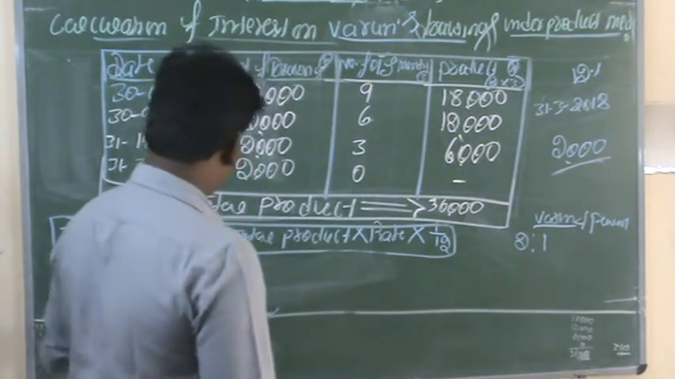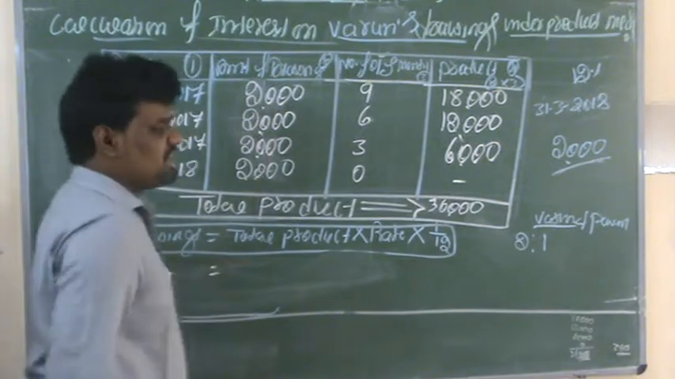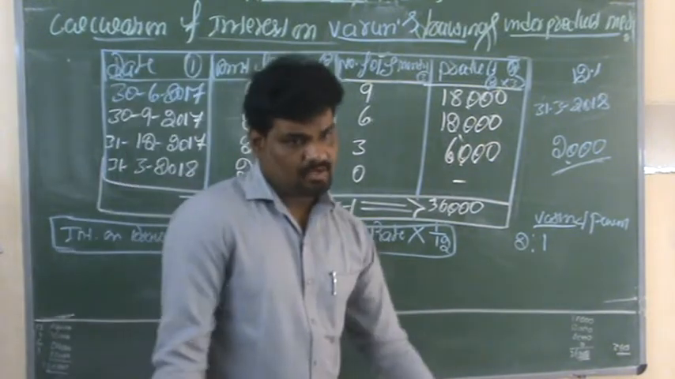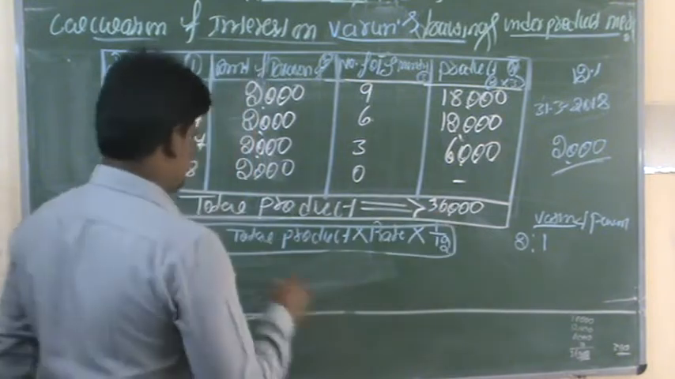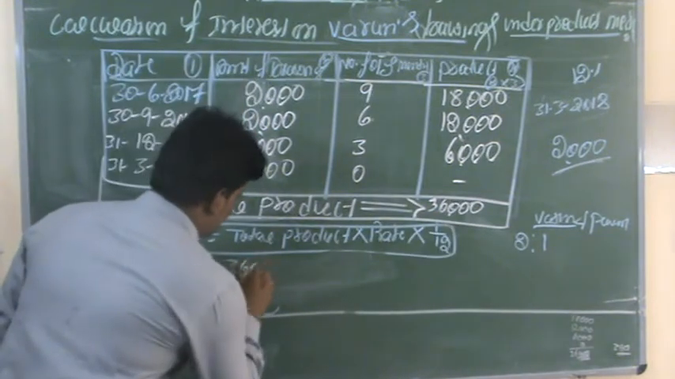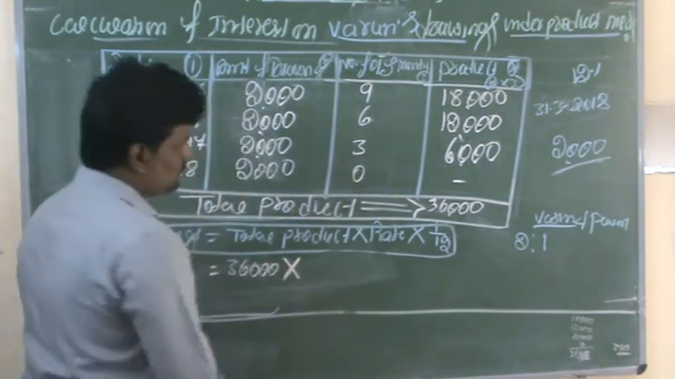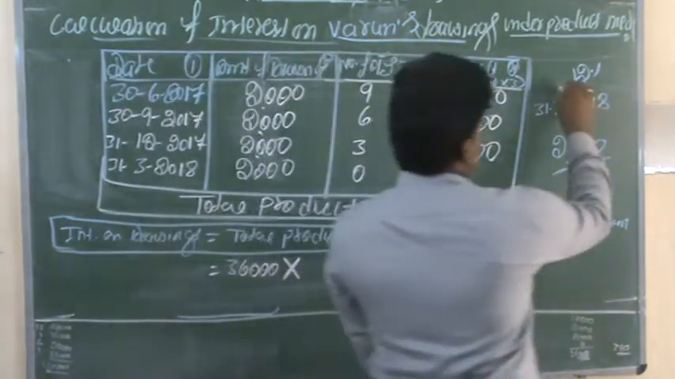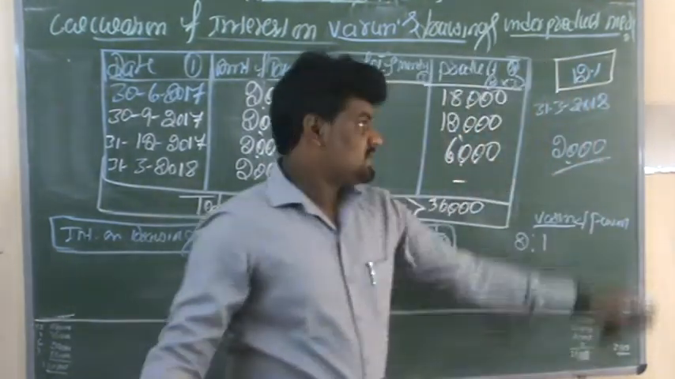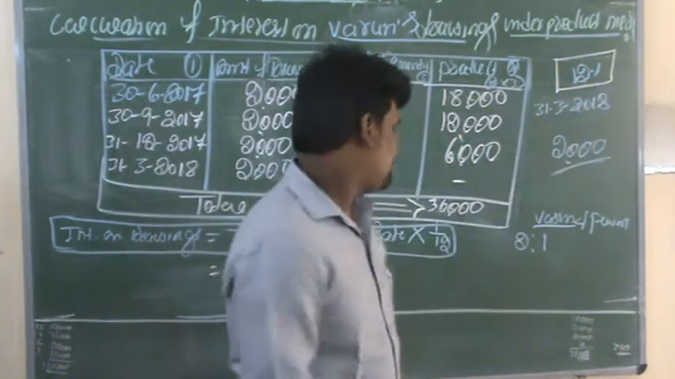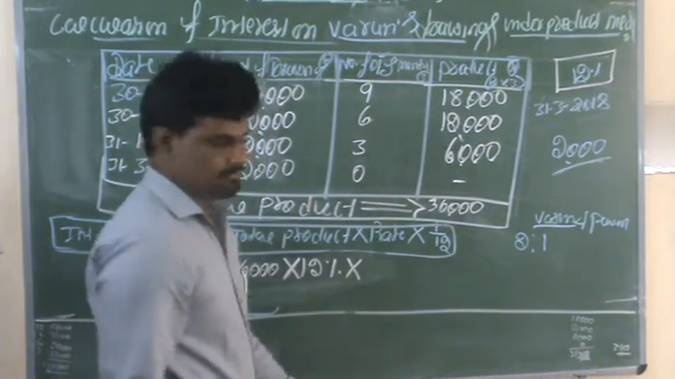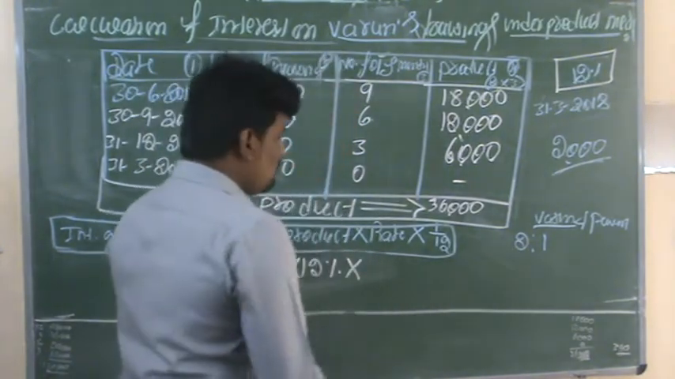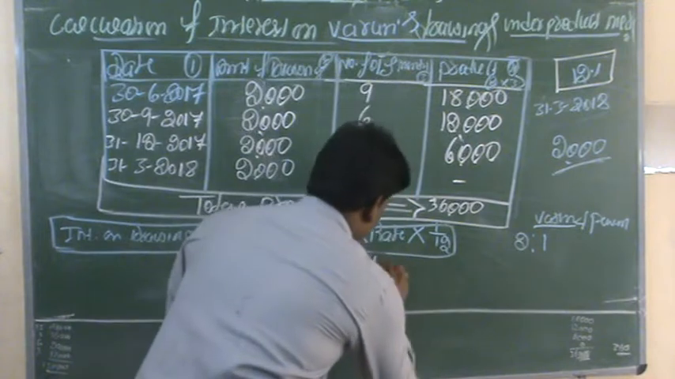So here, as per the formula, the required information we have already ascertained by using this table. The total product we ascertained is 36,000. Have to take 36,000 into the rate, already specified as 12% per annum. This is the rate of interest, 12% per annum. 12 by 100 have to take, into 1 by 12.